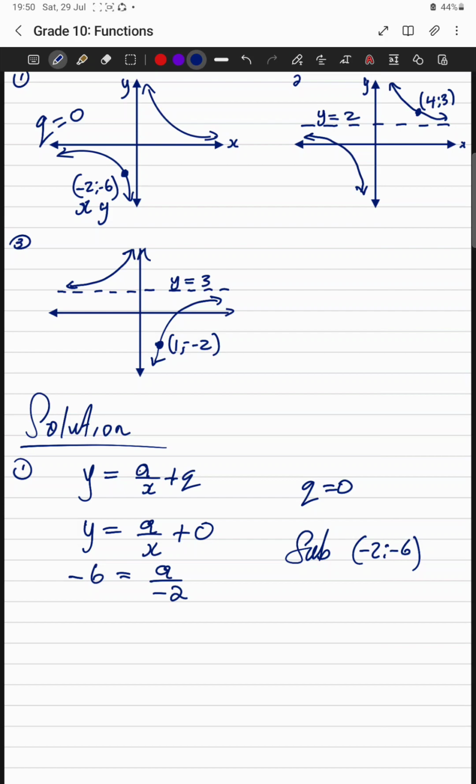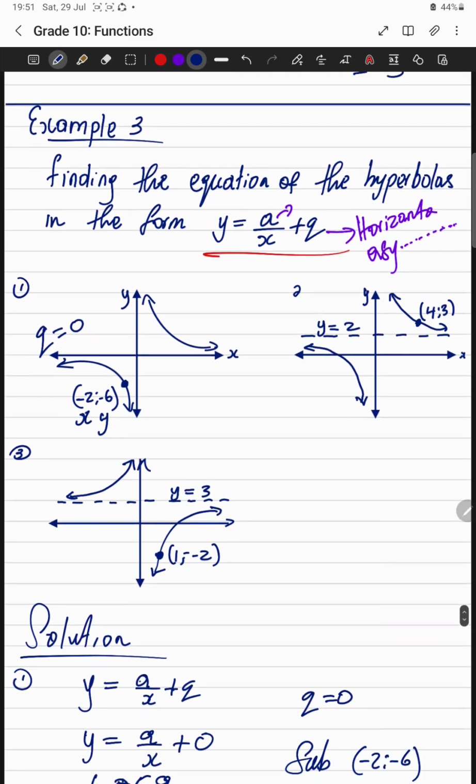From here, that -6 has the denominator of 1, then we cross multiply. So a times 1 is going to be a, and -6 times -2 is going to be +12, because negative times negative must be positive. So our equation now will say y is equal to 12 over x. That's all. There's no need to add 0, please guys. Okay, so this is the equation of the first graph.